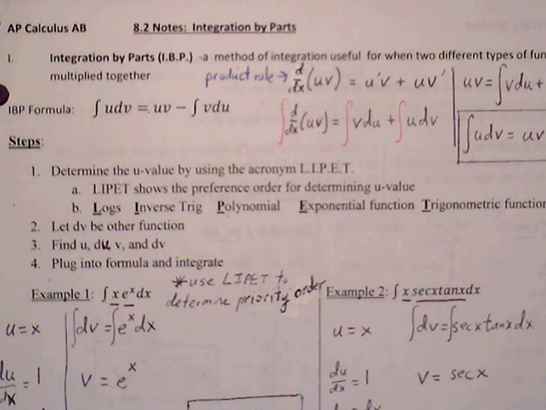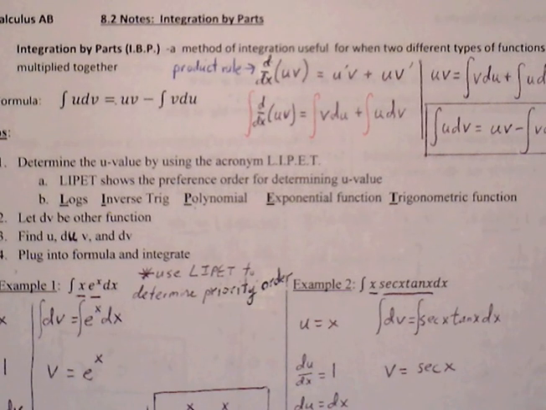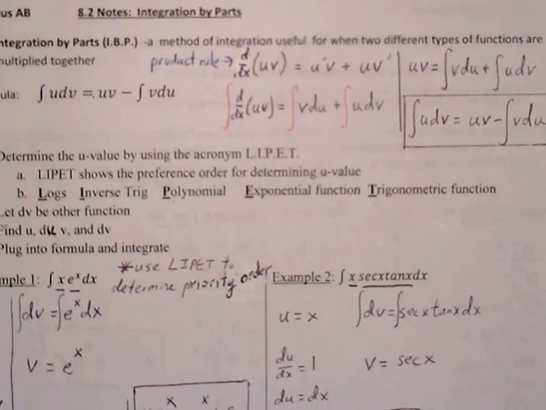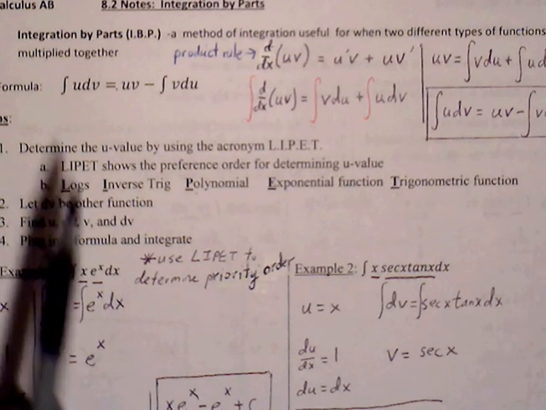Let's go over the notes for section 8.2, integration by parts. Integration by parts is simply a method of integration useful for when two different types of functions are being multiplied together. For instance, if we want to find the integral of a log function multiplied by a polynomial, then this integration by parts formula can be useful.